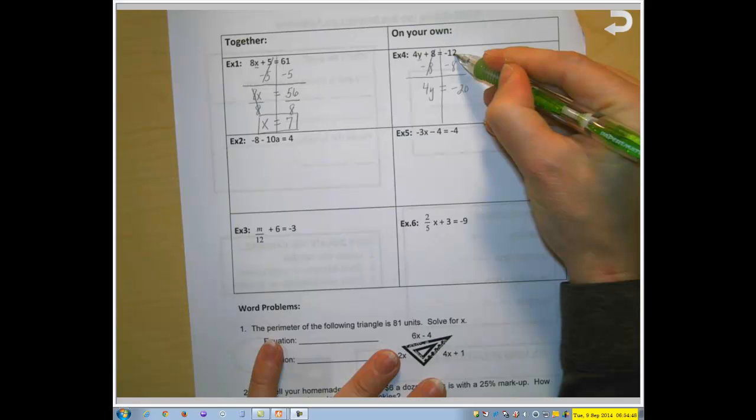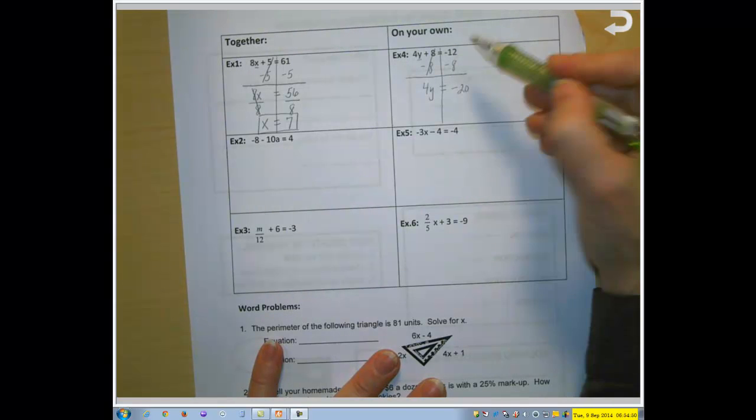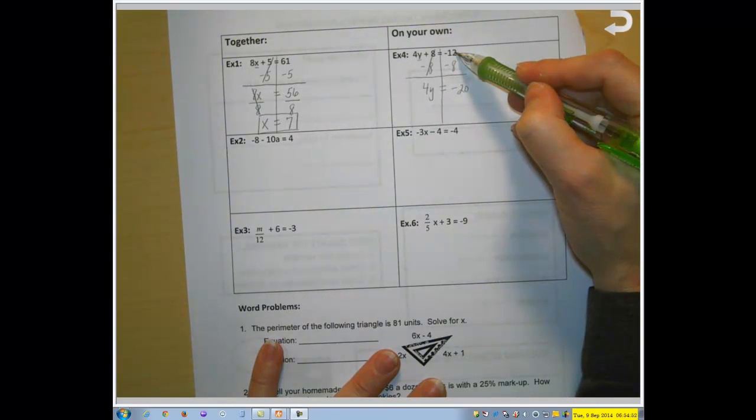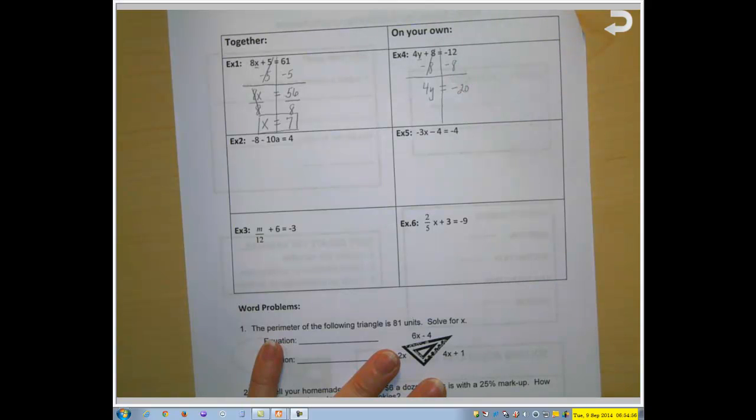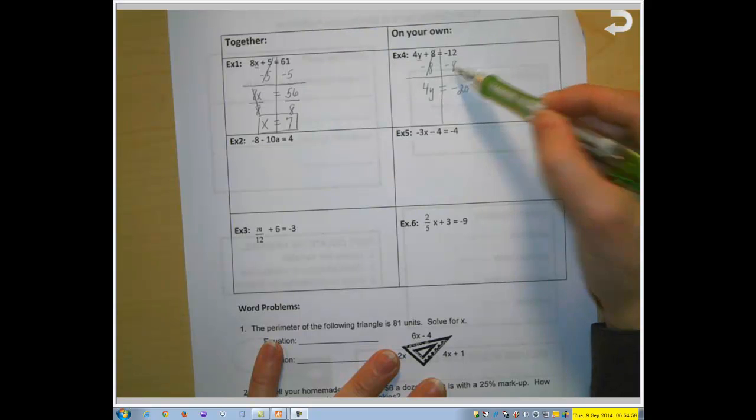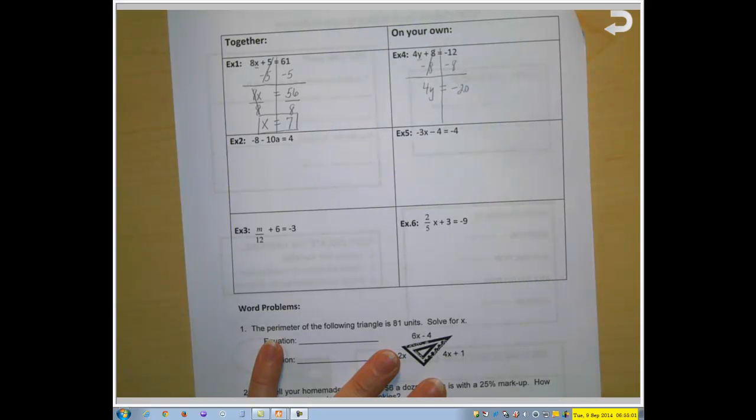You are combining two negatives right here. So a negative 12 plus a negative 8 is going to give you negative 20, or negative 12 minus 8 equals negative 20. They both mean the same thing.